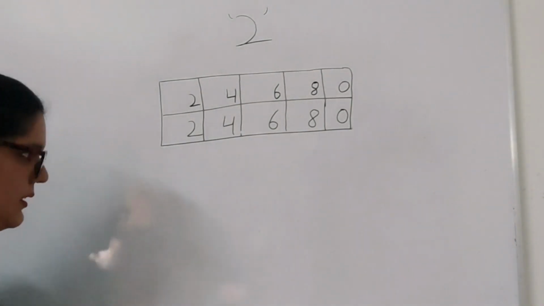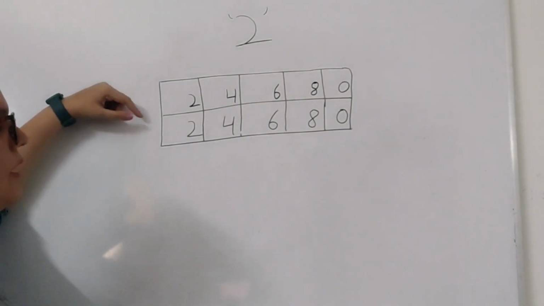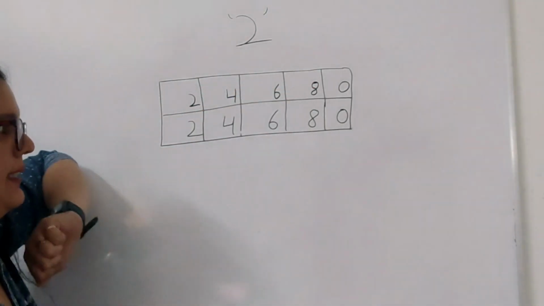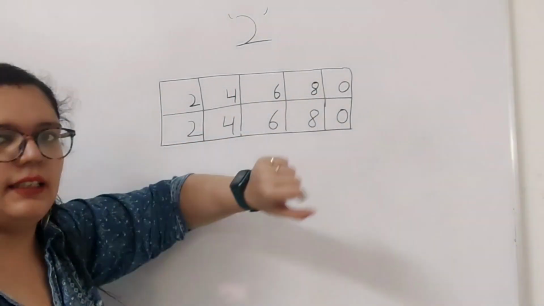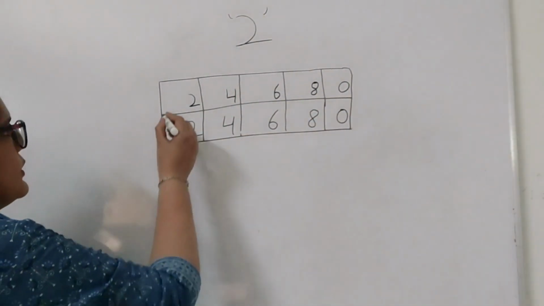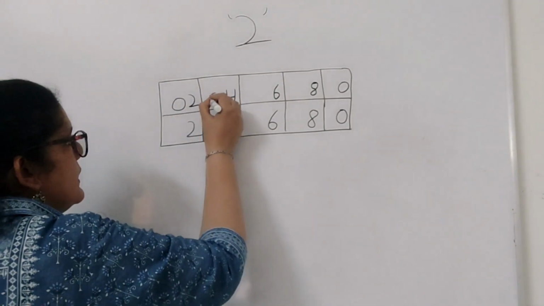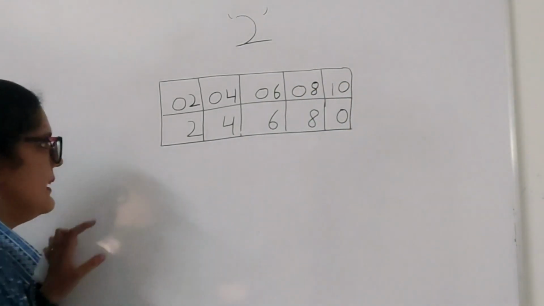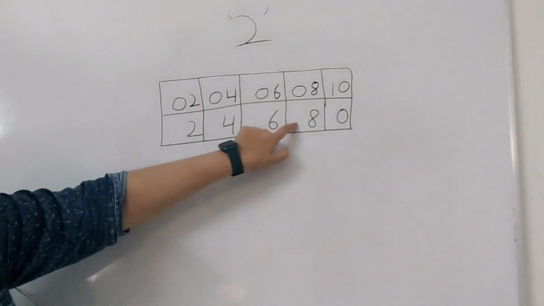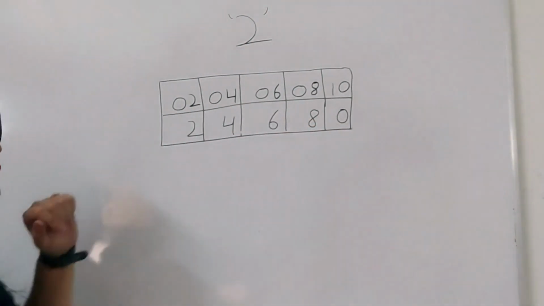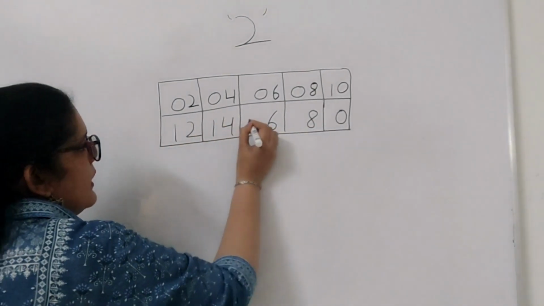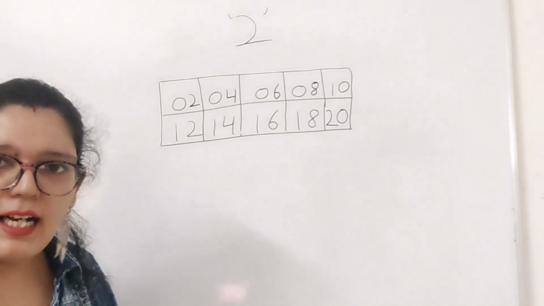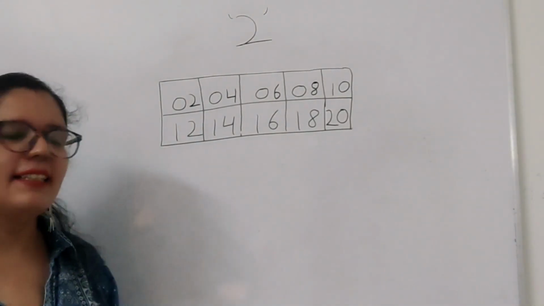What next? This is our first row, this is our second row. In the first row, now we will add 0 on the tens place here. But except the last one, here we will place 1. So I'll write 0, 0, 0, 0 and 1. And in the second row we will write 1 on the tens place, except the last one, here we write 2. 1, 1, 1, 1, here it's 2. And ta-da! Here we have our 2 times table ready.